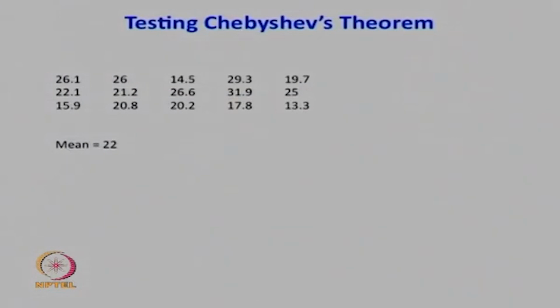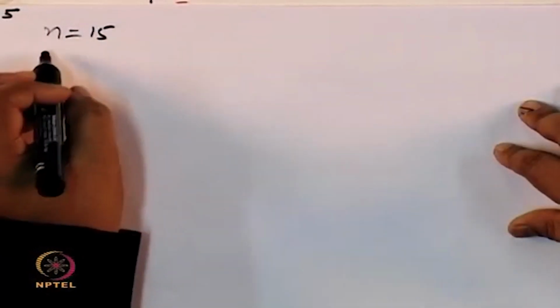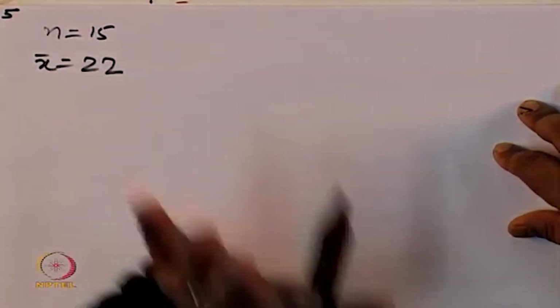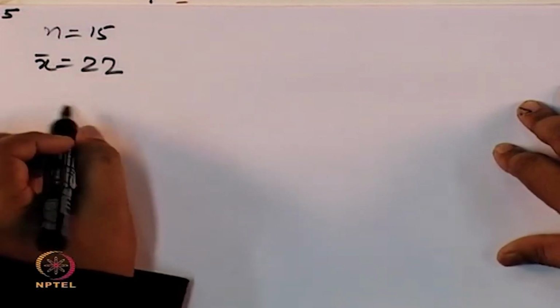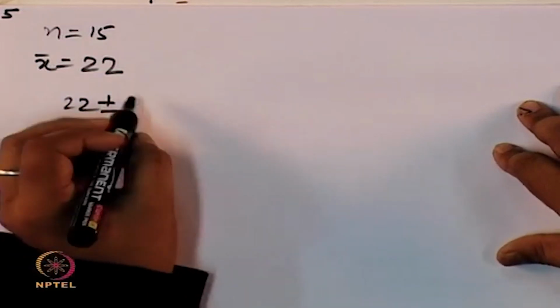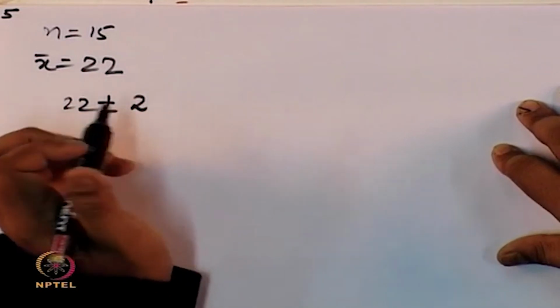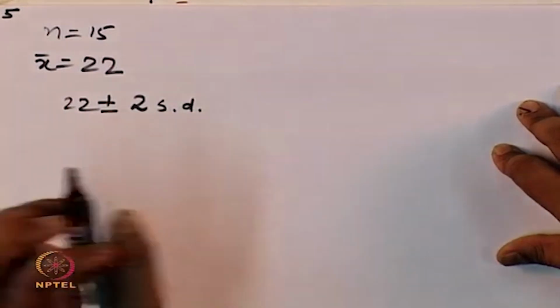Let us test this particular example as well. You have the following population, and you can calculate the mean of this population to be roughly 22. The number of observations are 1, 2, 3, 4, 5. So, in this case n is equal to 15, and x bar is equal to 22. What Chebyshev's theorem predicts is, between 22 plus or minus 2 times the standard deviation. We have not calculated the standard deviation yet.